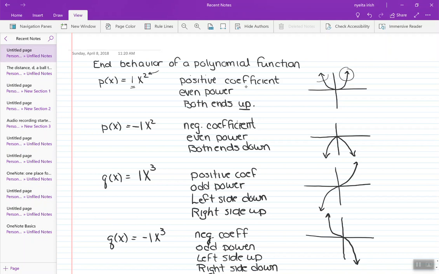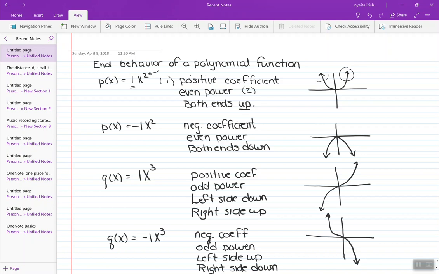It's an even power, positive coefficient. Our number was 1 in front. It's automatically going to mean that both ends go up. So the left end is rising, the right end is rising, both ends up. This is true for any positive coefficient, even powered term or polynomial.